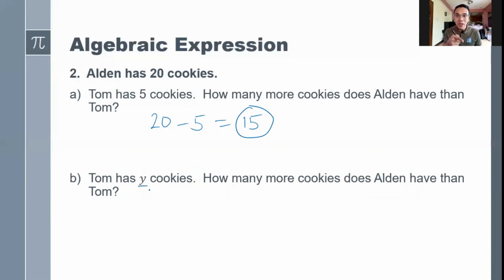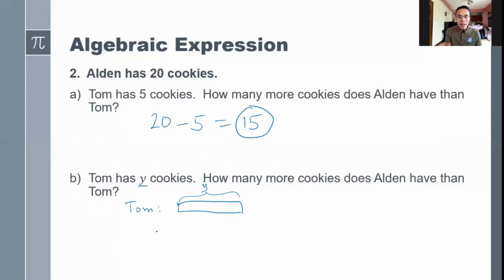So for letter B, we can solve this using a bar model, or we can just solve this just like what we did in letter A. Let's solve this item using a bar model so that you will get accustomed to the use of bar models in solving word problems. We have 2 people involved in the problem. The first person is Tom, and he has Y cookies, so we draw a bar to represent the number of cookies Tom has, and this is Y.